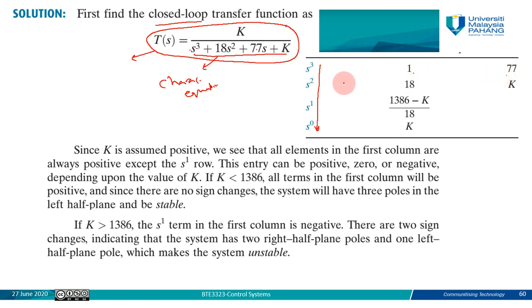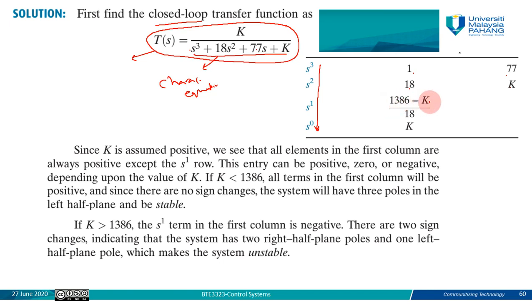Then we go for the second line, which is the even: s squared has coefficient 18, and the coefficient of s0 is k. We just put k as it is, because it is given as the gain value and we don't know what the value of the gain is. This value will change, so we just put k. Then we calculate the rest of the elements for our Routh table.